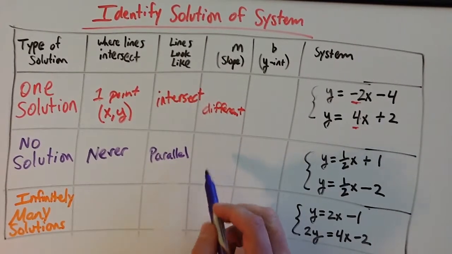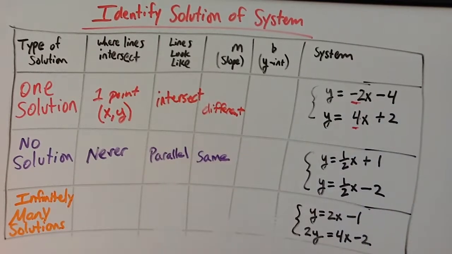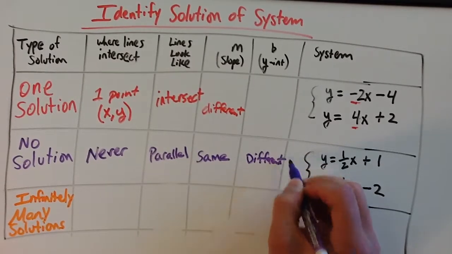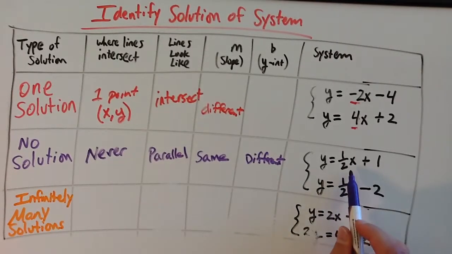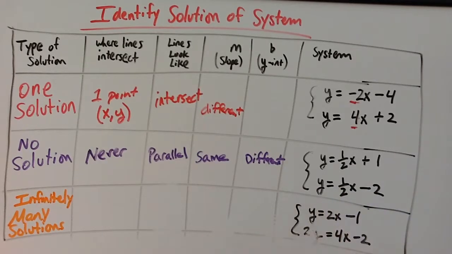The slopes, the m, of these equations will be the same. These equations will have the same slope, but they will have different y-intercepts. They will have different values for b. So let's look at an example. We'll look at this system right here. The first equation says y equals 1/2 x plus 1. The second equation, y equals 1/2 x minus 2.